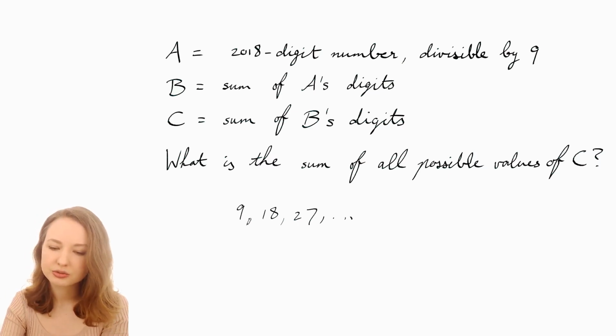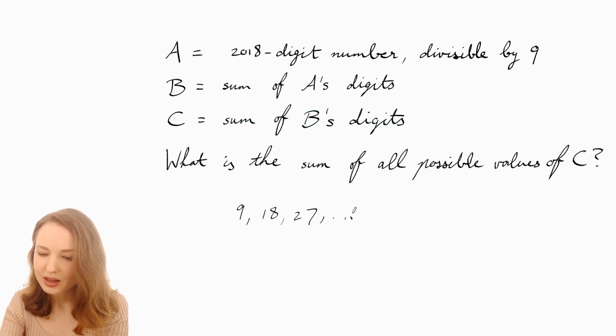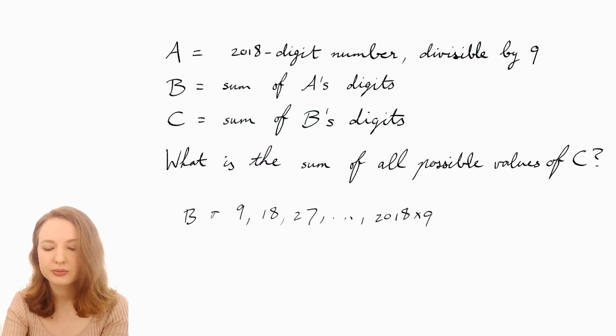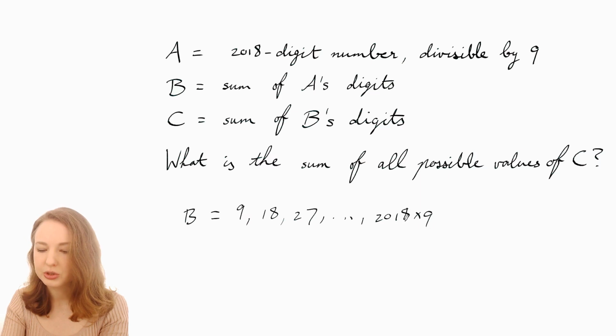And then same sort of thing for these. You can have 3 9s followed by however many zeros, and so on up to 2018 times 9, which would be the highest value that B could have, because 2018 nines is what A would be. And we obviously can't go higher than that. So all of those would be possible values for B.